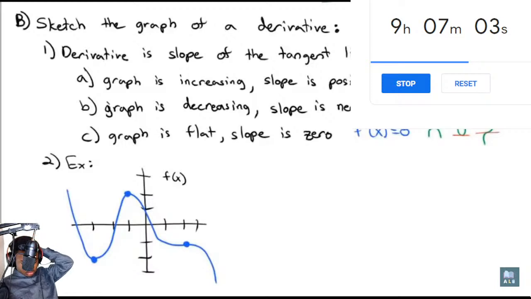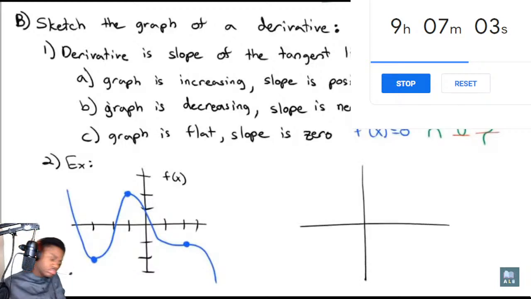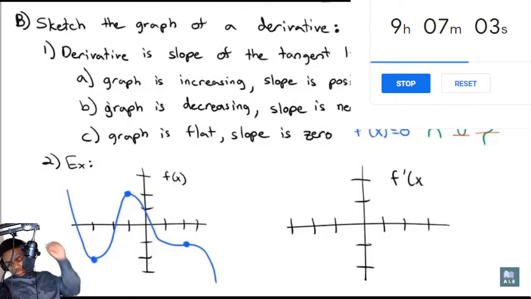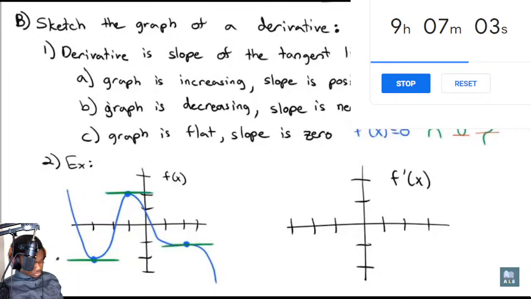In order to draw a graph of the derivative of this function, a graph of f prime of x, we'll make some observations about this graph. The first observation that's going to be helpful to us is identifying where the tangent line is completely flat. Because at all of those points where the tangent line is flat, we know the slope is equal to 0, which means we've got a 0 on our graph at each of those points.